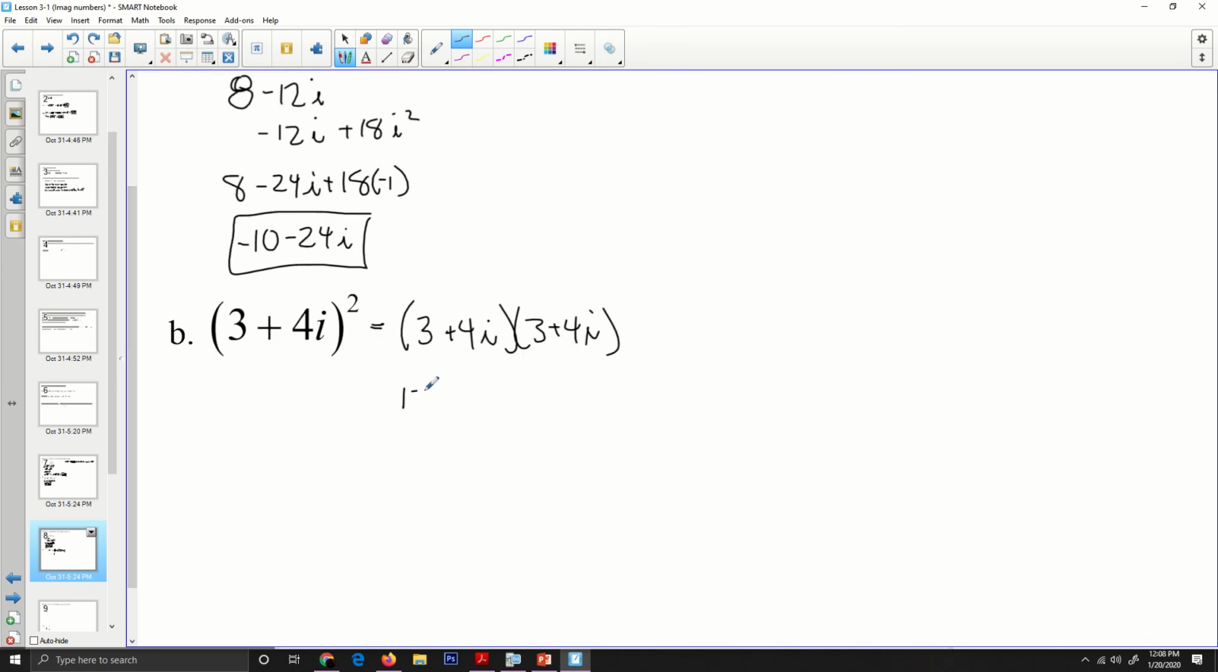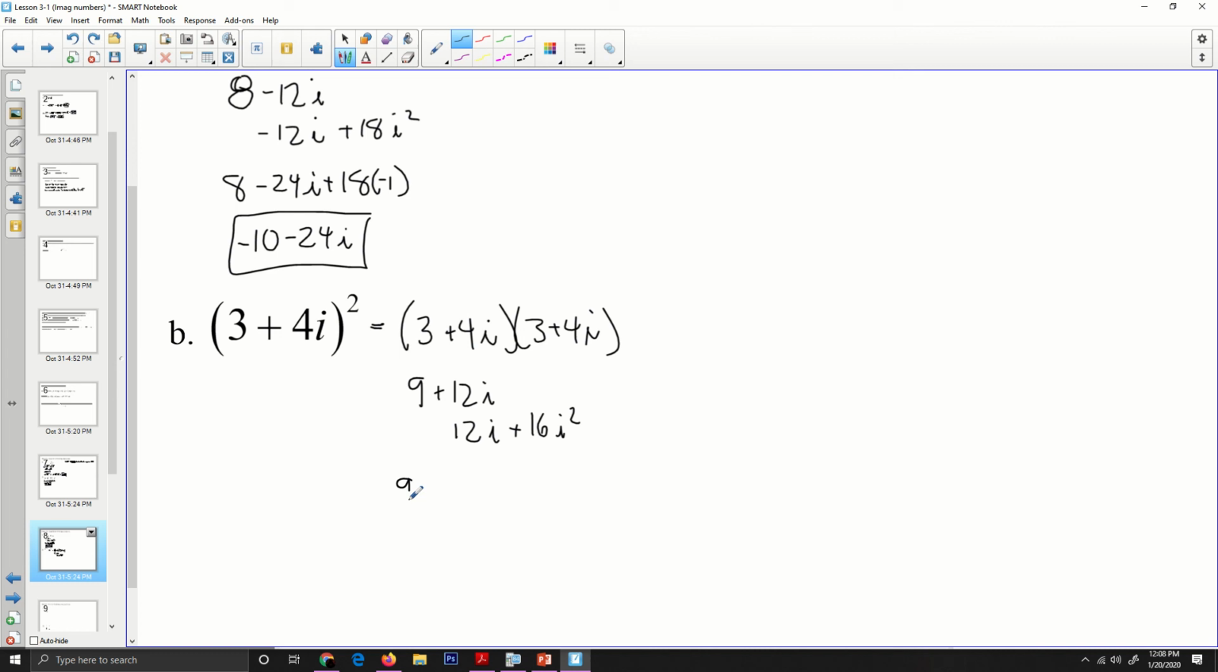So 3 times 3 will give me 12. Oh, that's wrong. Come on there, McCully. Learn to multiply. 3 times 3 is 9. 3 times 4 is 12i. 4 times 3 is 12i. And then positive times positive is positive. 4 times 4 is 16. i times i is i squared.